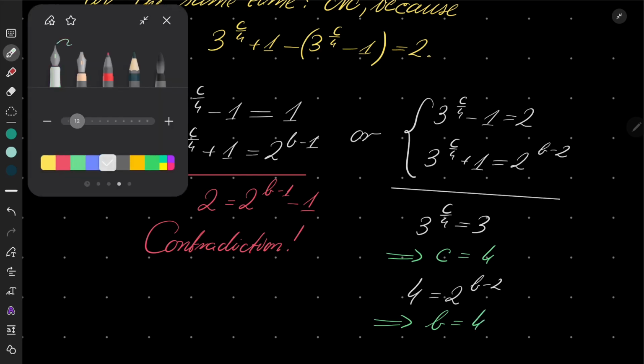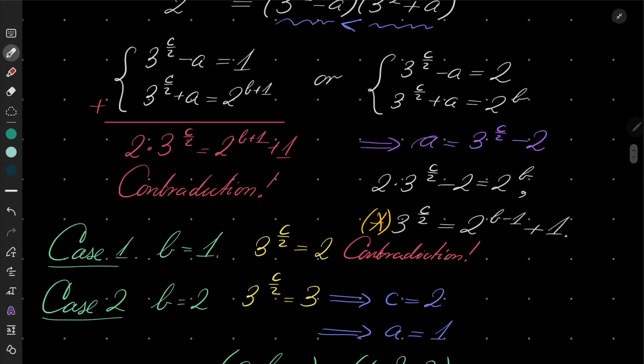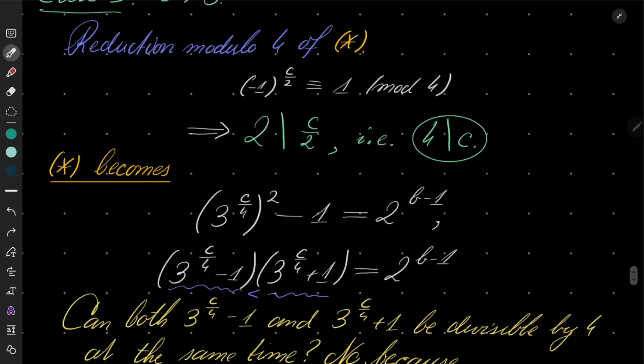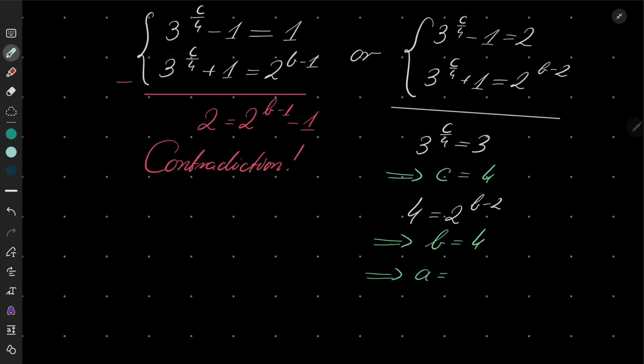And what is a? Well, let's go back. A was 3 to the power c over 2 minus 2, which means that it is 3 to the power of 2, which is 9. 9 minus 2 is 7. And that is another triple of solutions. 7, 4, 4. And there are no other possibilities.